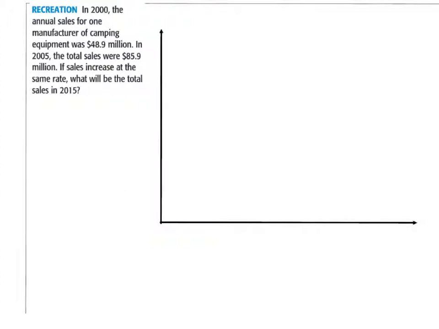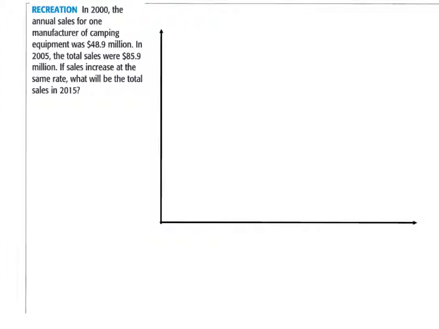In this example from lesson 3.3, we're asked to create a graph of a situation in the context of recreation. In 2000, the annual sales for one manufacturer of camping equipment was $48.9 million. In 2005, the total sales were $85.9 million. If sales increase at the same rate, what will be the total sales in 2015?